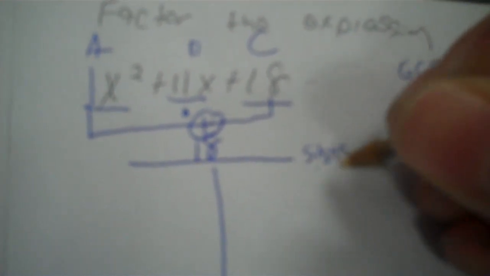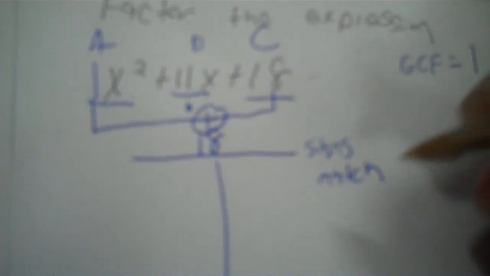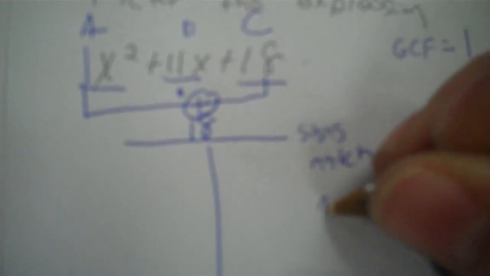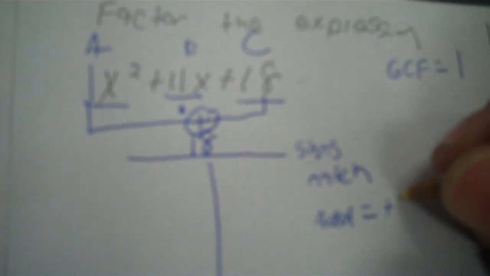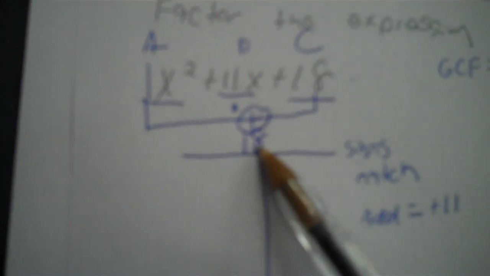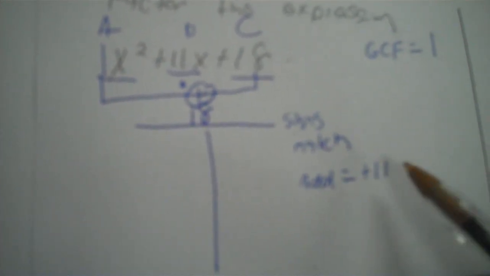Now, having a positive is very important. That tells me that these signs we're going to put here match. So the signs match. So you're going to write that. And then right underneath it, write add equals. They have to add to positive 11. Okay? The B term is what they add to. We have to find 2 factors of positive 18 that add to positive 11.